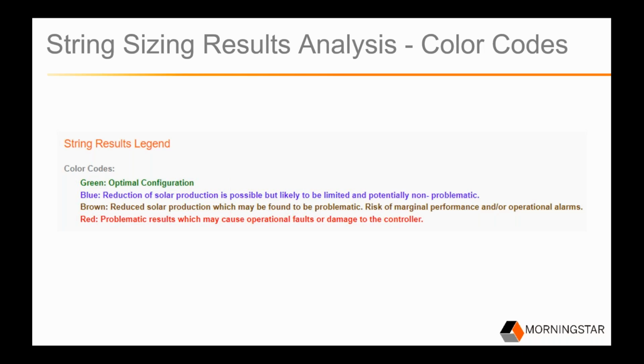Brown indicates reduced solar production, which may be found to be problematic. There would be a risk of marginal performance and or operational alarms. And then red indicates problematic results, which may cause operational faults or damage to the controller.